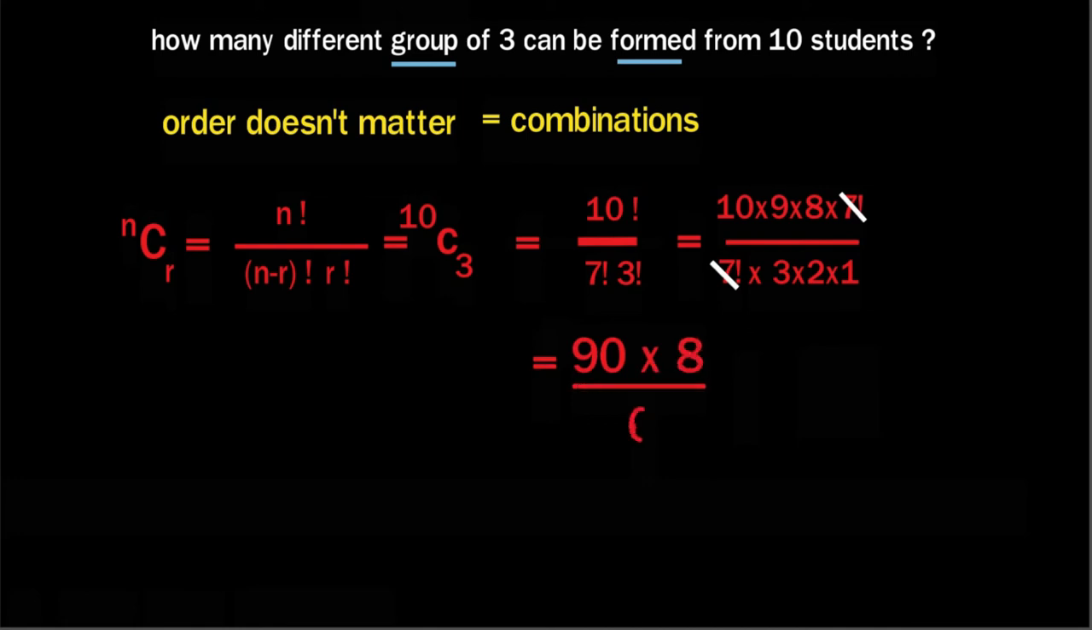So we know that the numerator is 90 multiplied with 8 over 6. So we have 15 multiplied by 8 is 120. So this is a question for combination. Let's try one more example.